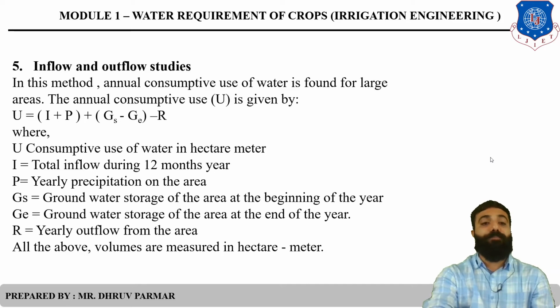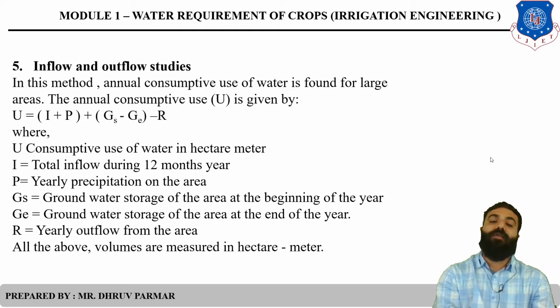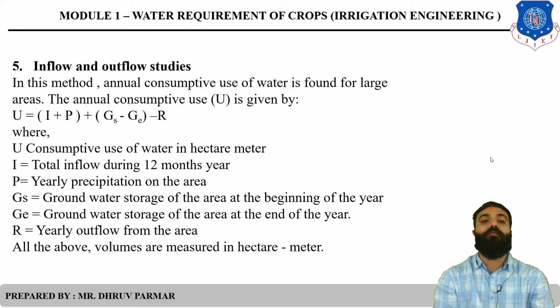P is equal to yearly precipitation on the area. Js means groundwater storage at the beginning of the year, and Ge means the groundwater storage of the area at the end of the year. Clear? And R is equal to yearly outflow from the area, so that all volumes are measured in hectare-meter. Clear? So this is the formula to find out annual consumptive use of water.